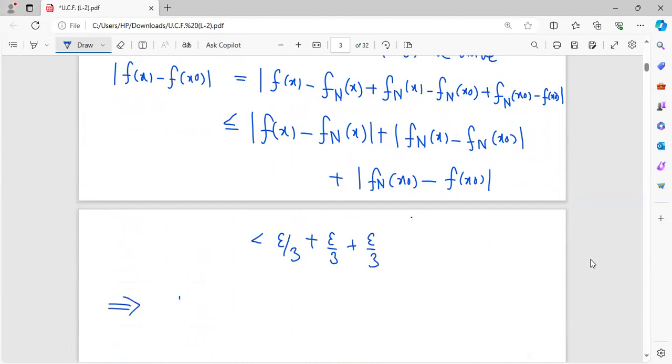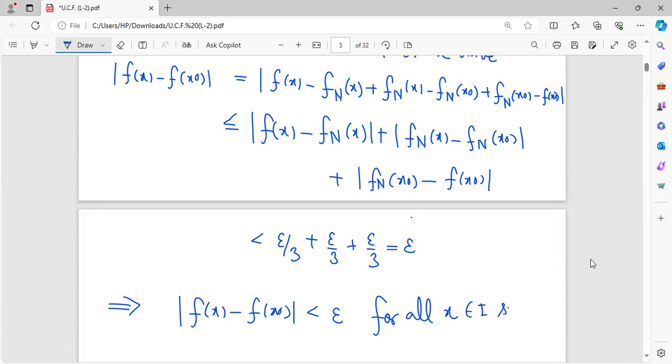So this implies |f(x) - f(x0)| < epsilon for all x belonging to I such that |x - x0| < delta. So we have taken epsilon and fixed x0, and we got a corresponding delta greater than 0. This holds. What does it mean?